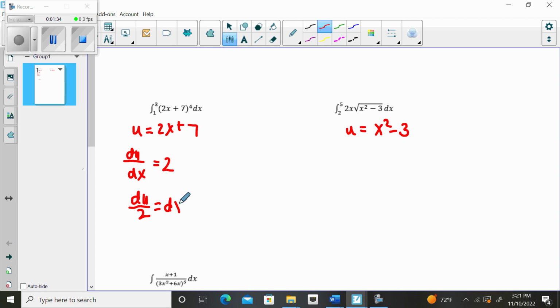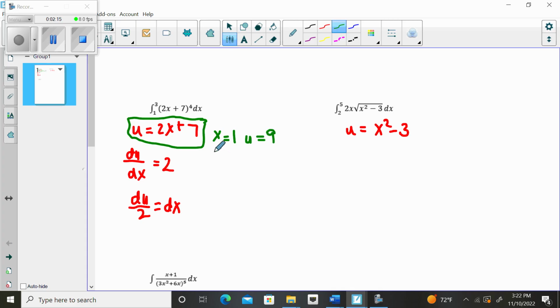Okay, the difference between the definite and indefinite integrals is that we want to change our bounds. These are currently x values, and we want to change them to u values. So the way that gets done is you come to where you establish the relationship between u and x. U and x are related by this equation. So when x is 1, I come to this equation and I plug in. So I do 2 times 1 is 2 plus 7 is 9.